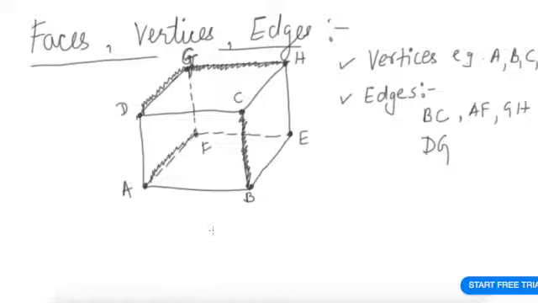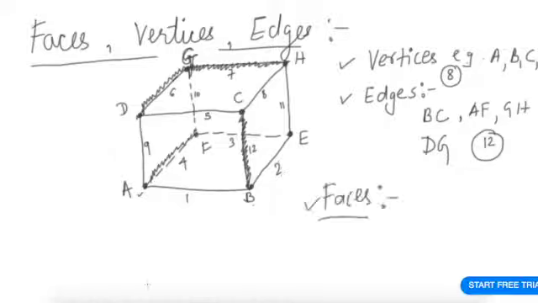So how many edges will the figure have here? This is 1, 2, 3, 4, then the top ones 5, 6, 7, 8. Then the vertical ones 9, 10, 11 and 12. So how many edges does it have? 12 edges. How many vertices does it have? A, B, C, D, E, F, G, H. So how many vertices are there? 8.